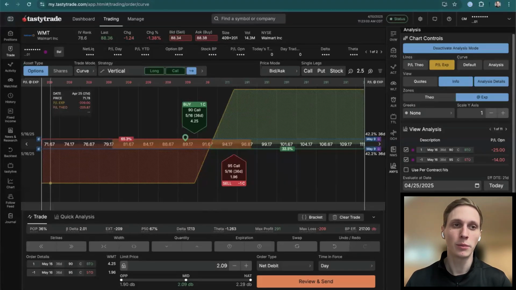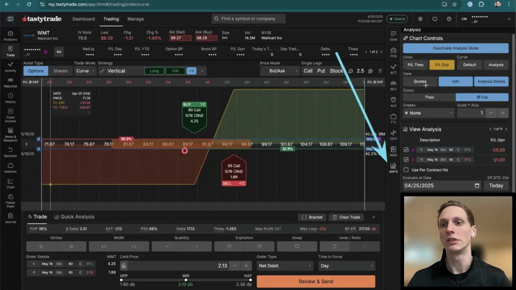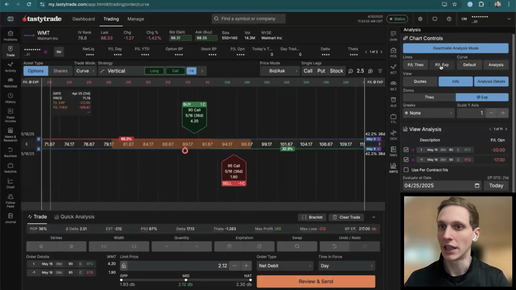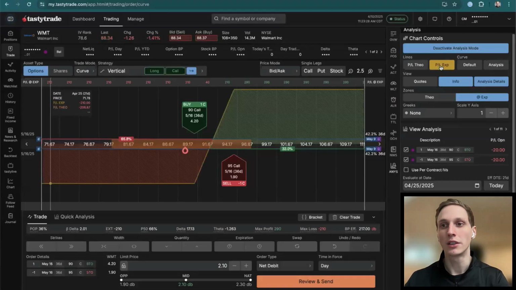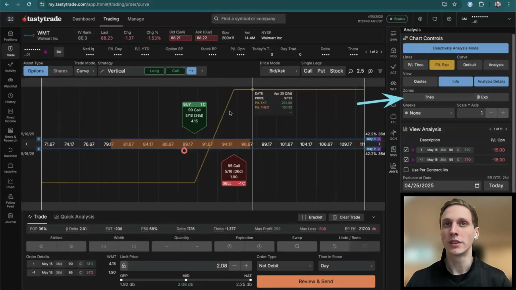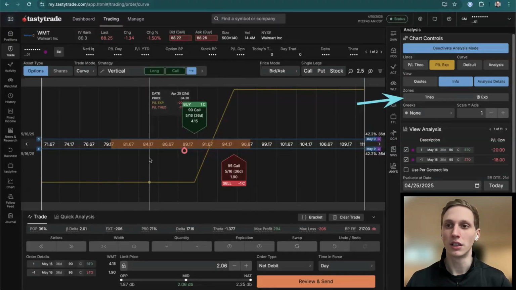The way that you can pull up your at expiration graph, if you're not seeing that right now, is in your analysis tool selection on the right side, where you'll see a couple different selections. Right now we're looking at lines, so you'll see P&L at expiration is selected. If I untoggle that, we're not seeing anything on the screen. If I go back to P&L at expiration, we'll see our expiration line. Additionally, there's the zones field too. If I untoggle at expiration, we're not seeing those green and red areas underneath our line.